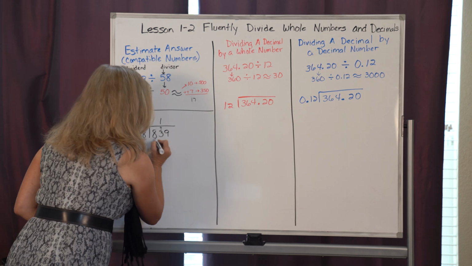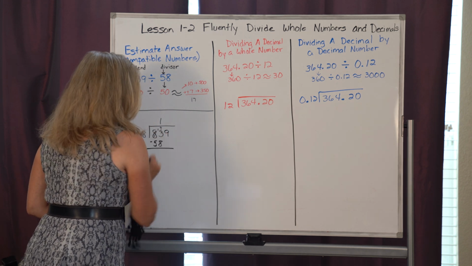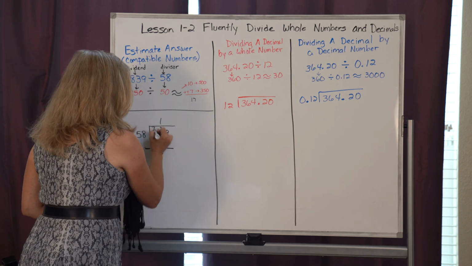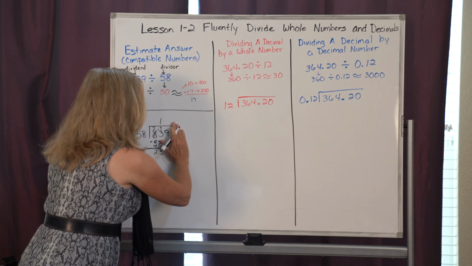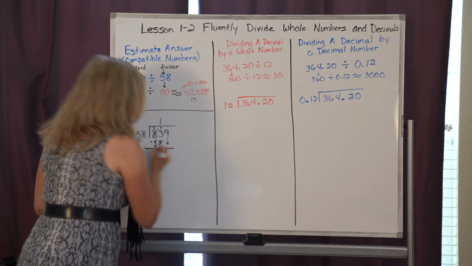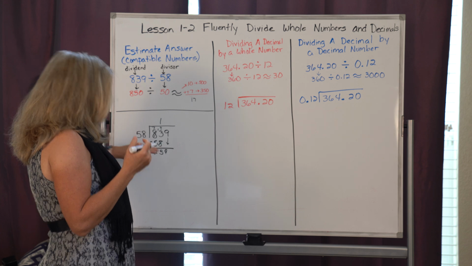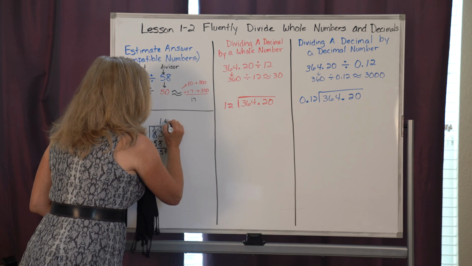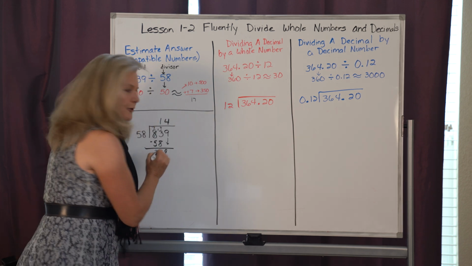And 1 times 58 is 58. And I'm going to subtract. So 13 minus 8 is 5. 7 minus 5 is 2. Now I need to pull my hand over to get that next digit. So I'm going to pull that digit down. Now I say the same thing. How many 58s fit in 259? Well, I know that there's 4 of those. So 4 times 58 is 232.